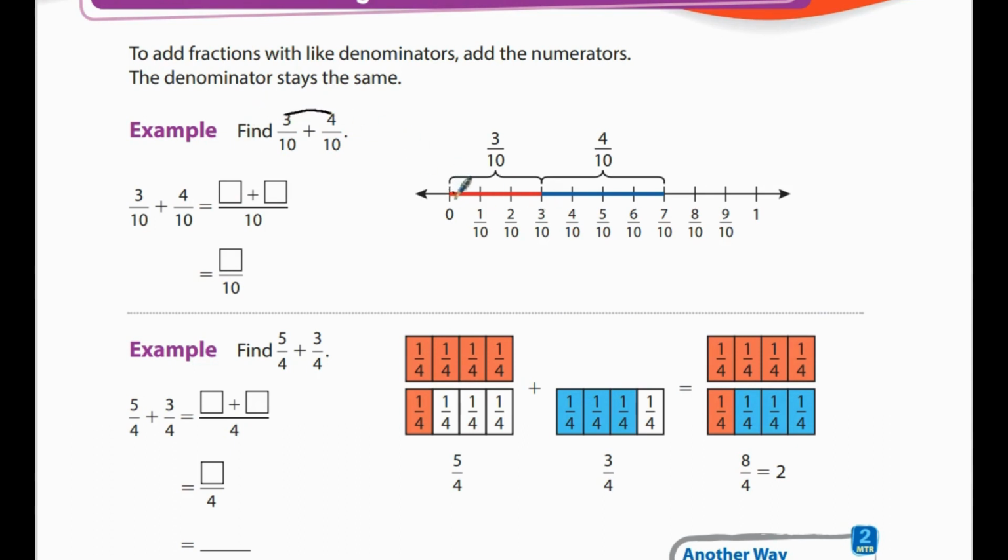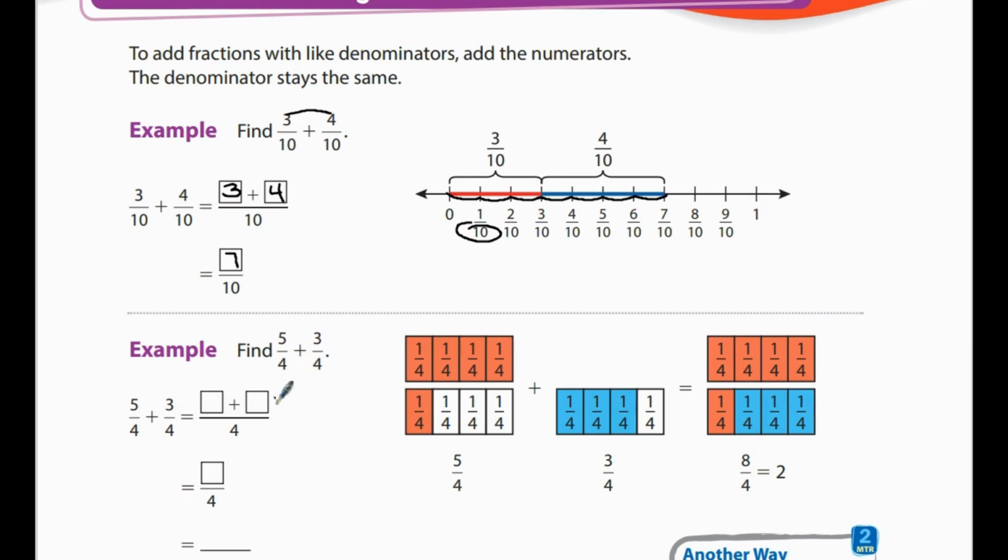In this case, looking at my number line, starting at 0, I have 1, 2, 3, plus 4 more. I continue my counting: 4, 5, 6, 7. So I am actually adding the 3 plus the 4. That's going to give me 7, but my unit stays the same. I have 7/10.